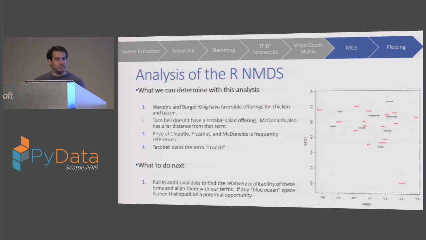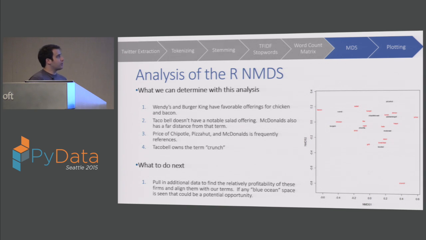So after going through all those different packages, the one that was easiest to analyze was the non-metric MDS solution. From this, what we can see is that both Wendy's and Burger King have favorable offerings of both chicken and bacon. Taco Bell doesn't have any noticeable salad offering, but also McDonald's doesn't either, which is surprising because they've been hyping up their salads for a long time.